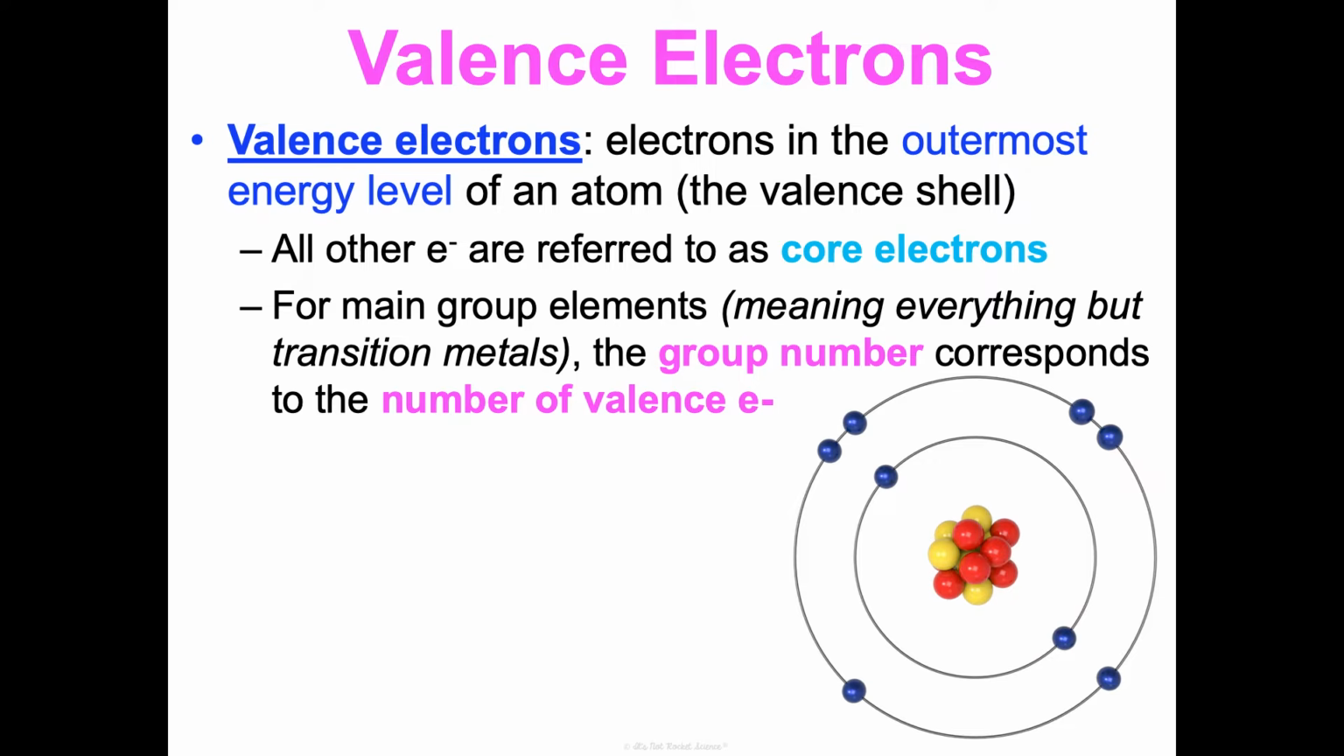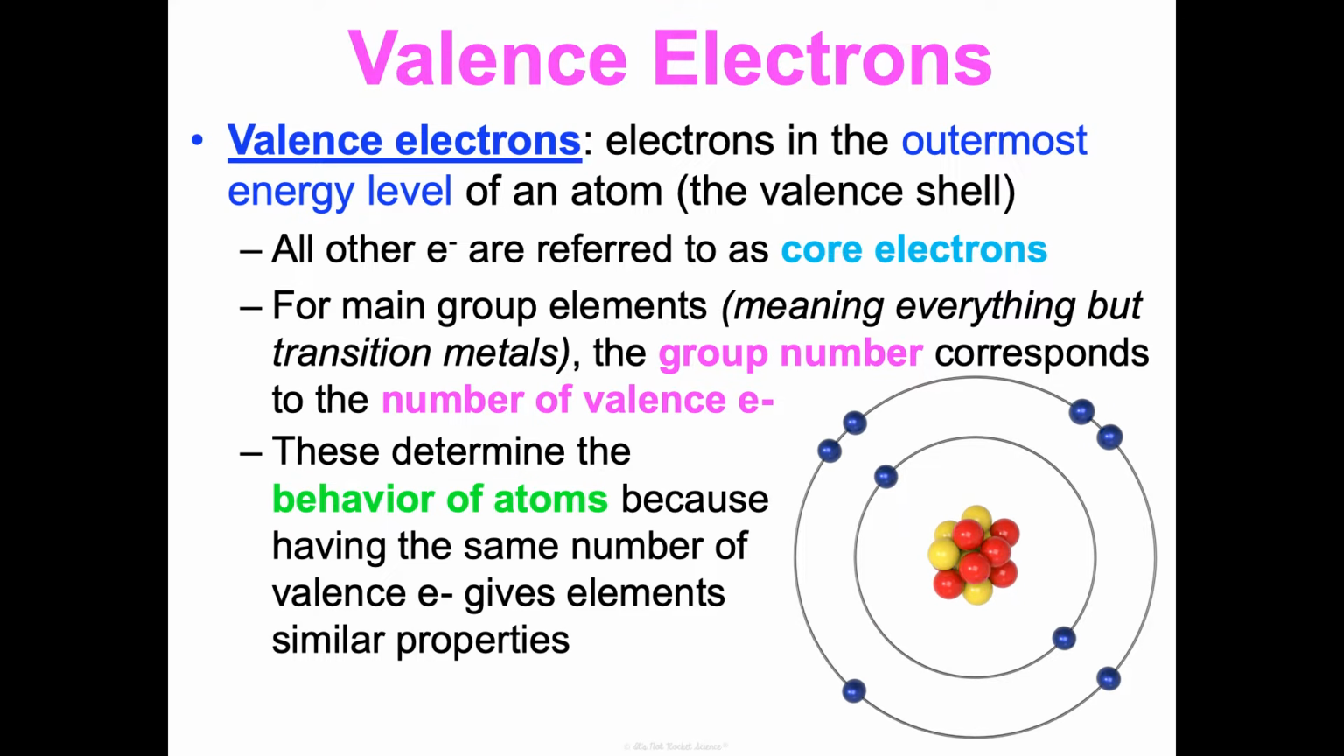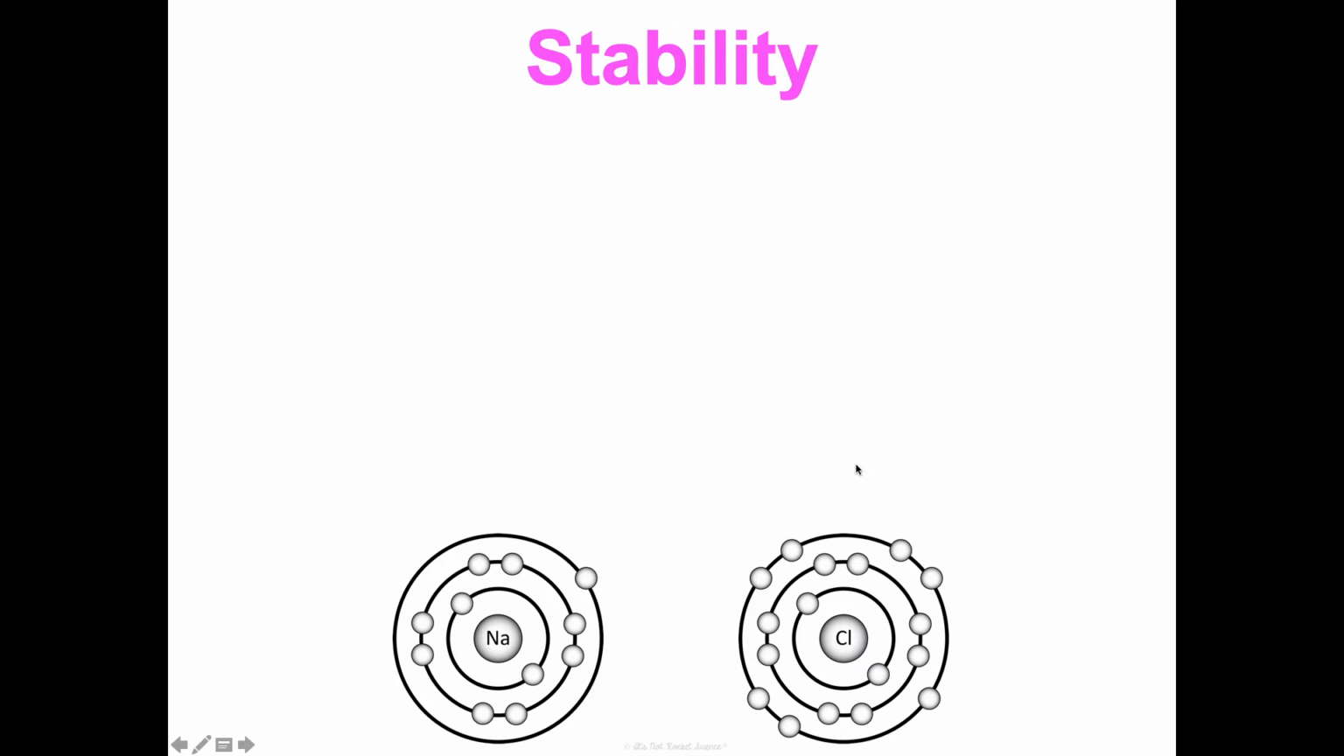That kind of thing. And this number is what's going to determine the behavior of the atoms because having the same number of valence electrons gives these elements similar properties. That's why we see that all of the halogens, all of those elements in group 17, tend to act similarly and have similar properties because they have the same number of valence electrons. Now, we're going to get a lot more into periodic trends and these patterns and properties in concept 3, but for now, this is what's most important to know.